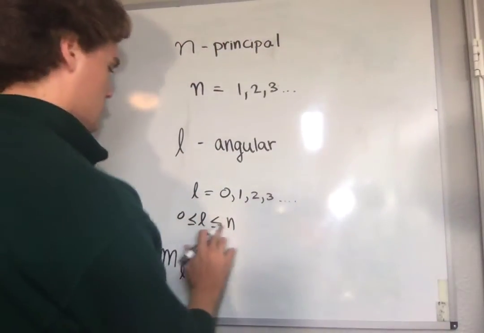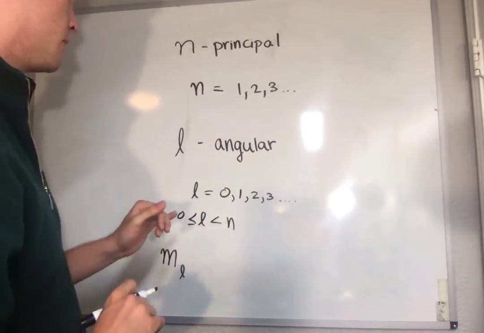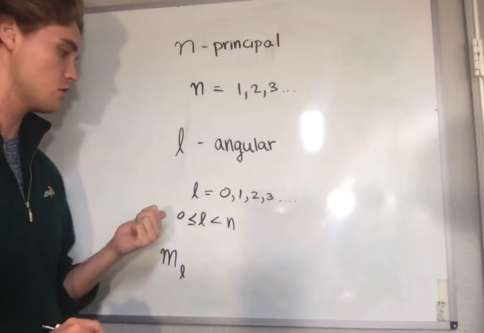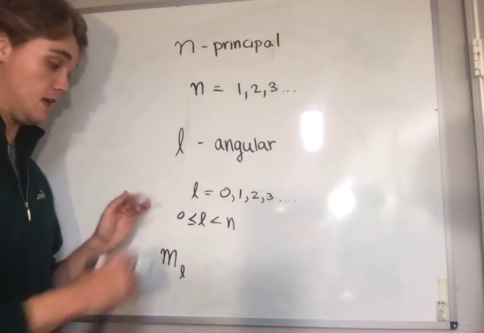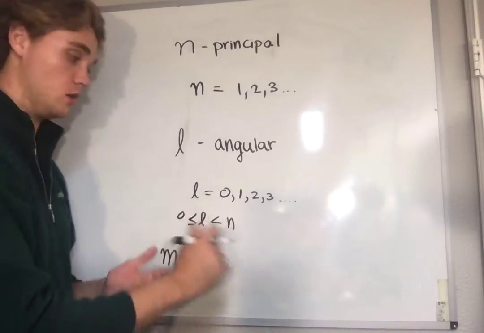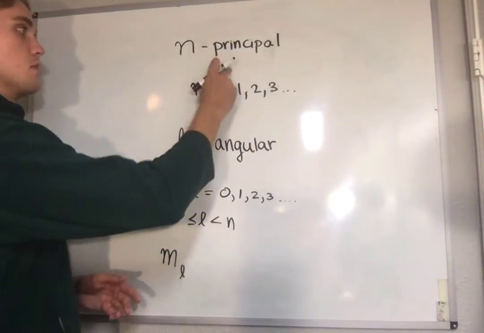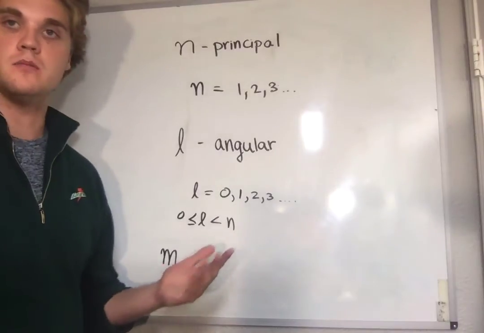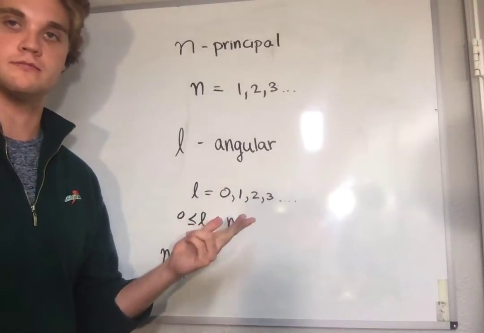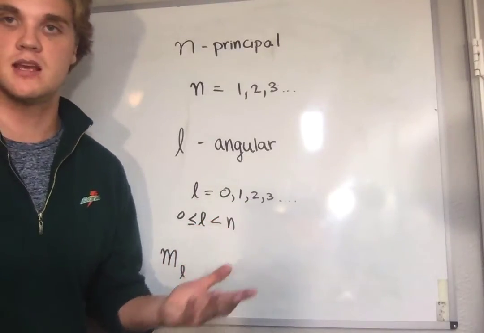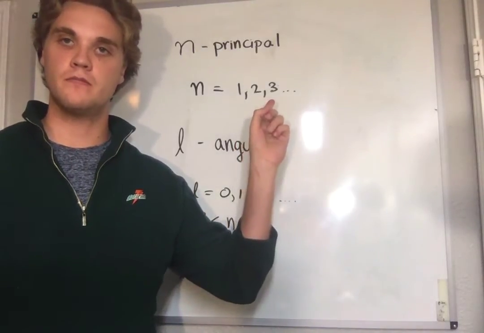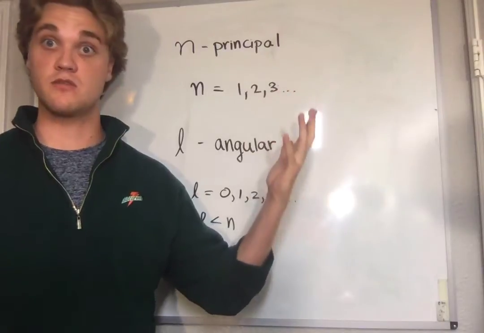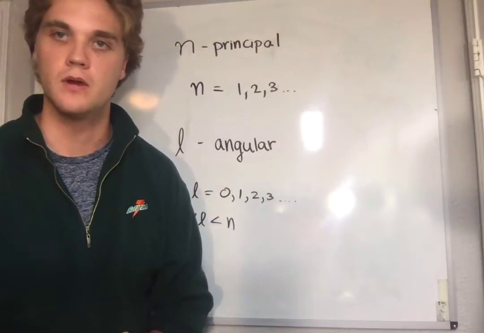So L, the angular quantum number, can equal 0, but it cannot equal n. So let's say that my principal quantum number was 3. L could be 0, 1, or 2. And that's all. What that's saying is there are 3 different shapes I could have if my orbital was of size 3. You can kind of think of it that way.